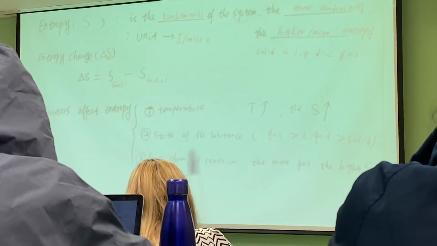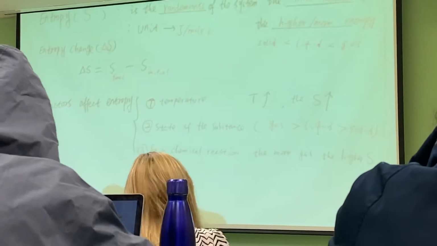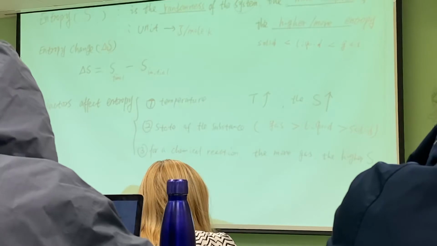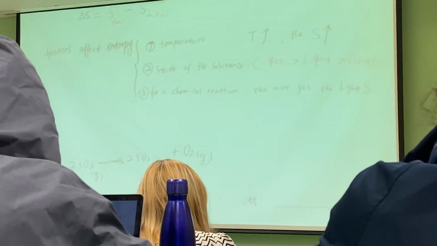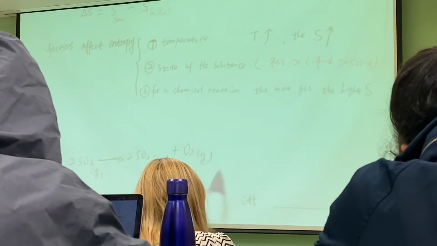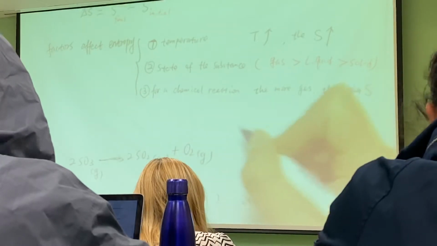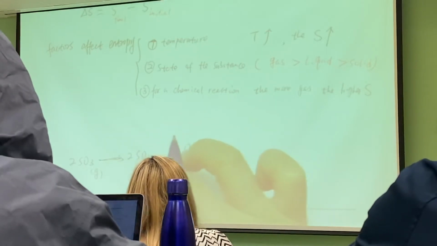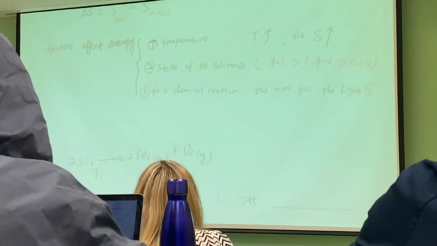Numbers 1 and 2, we already did some examples. Now let's see another example. For example, here, if you have this reaction, gas, gas, gas, they are all involving gas. So now let's see. I ask you, the delta S, the entropy change for this reaction, will it be positive or negative?